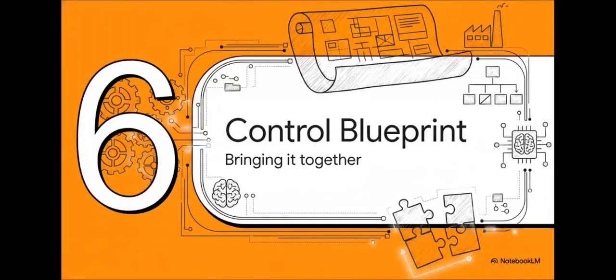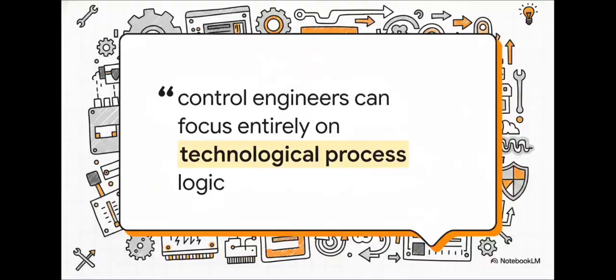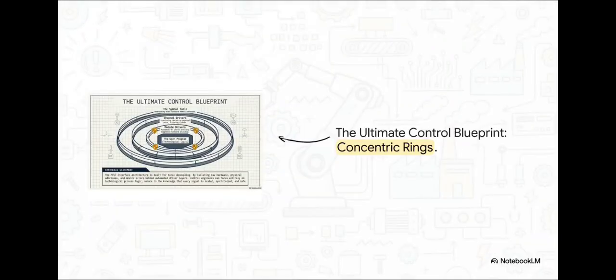And finally, Section 6, the ultimate control blueprint, bringing it all together. This right here is the ultimate payoff of the entire PCS7 interface architecture. By isolating raw hardware, physical addresses, and device errors behind automated driver layers, control engineers can focus entirely on technological process logic, secure in the knowledge that every signal is scaled, synchronized, and safe. That is exactly what we're aiming for. Let's move to the next slide and see how this all builds into our final model.